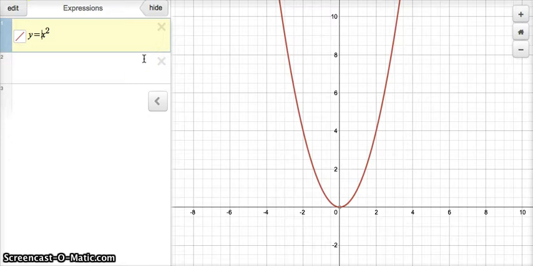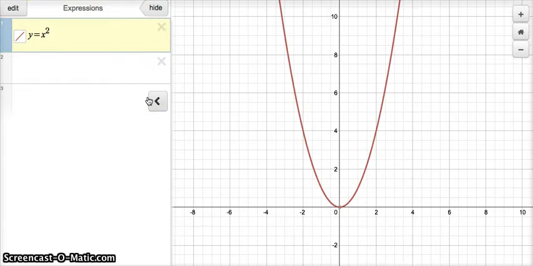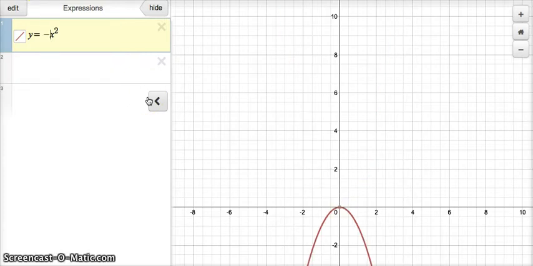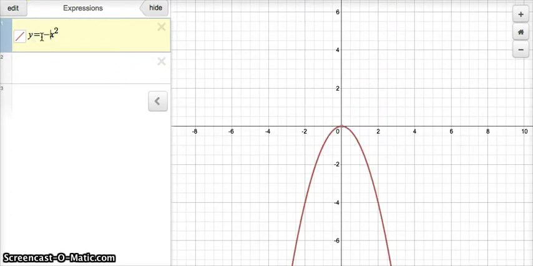And what if it's a negative coefficient? Let's make it a negative x squared. Take that away. Put it back. Negative x squared, x squared. Negative x squared, x squared. I think you pretty much get the idea.